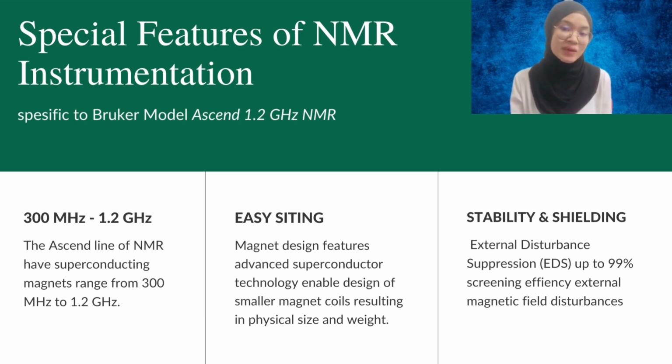Second, the Essen magnet design features advances in superconductor technology, able to design a smaller magnet coil, so it will result in a reduction of physical size and weight. So it can be said here that this NMR Essen line model from Bruker is much smaller but yet efficient compared to NMR instruments from other companies.